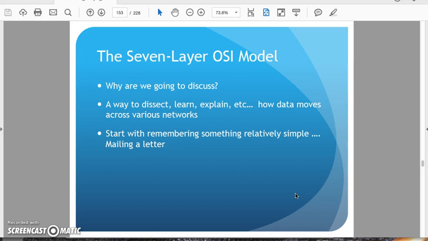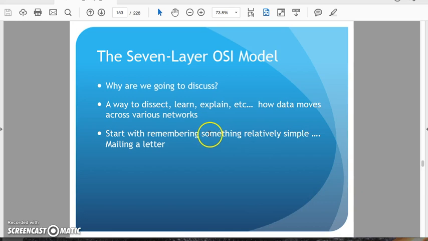Why we're going to discuss this is that it's a way to dissect and learn about how data moves across the network. It's also a way to start diagnosing or talking about pieces of a network, and eventually a way that we can talk about ways to troubleshoot a network. In CNT125, I actually have my guys work their way through a troubleshooting lab, doing layer 1, layer 2, layer 3, layer 4, trying to get them to realize there's different tools you use depending on what you're trying to diagnose.